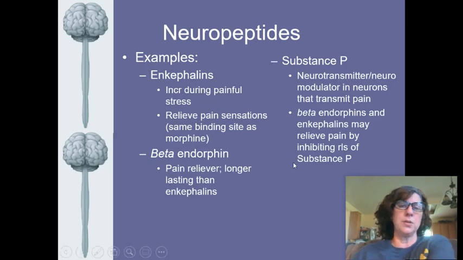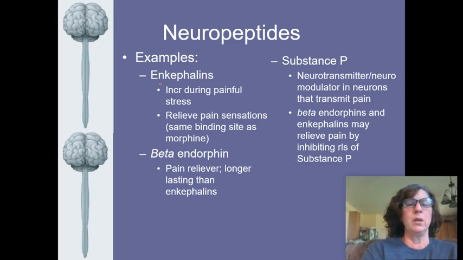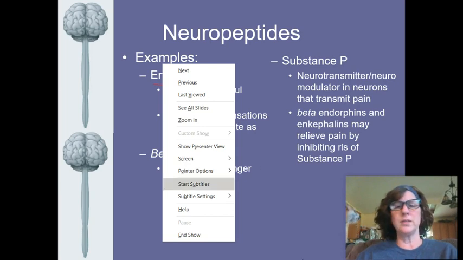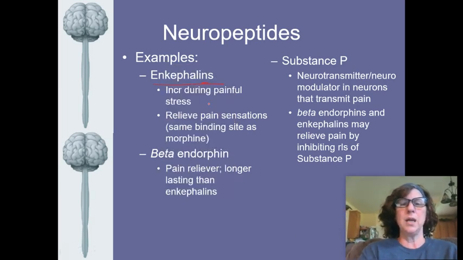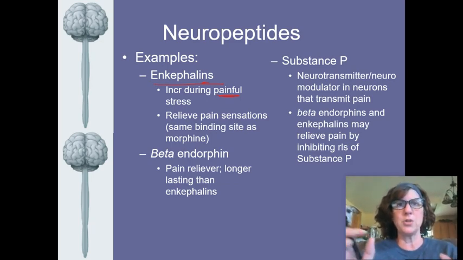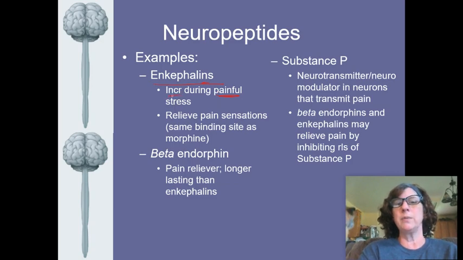Some examples of those, and I told you we would come back to these. Enkephalin, anything that ends in IN, by the way, you can tell is a protein. So neuropeptide is protein component. Enkephalins, endorphins, especially the beta endorphins, and substance P. So when you have a lot of pain, we call that painful stress. So during a lot of painful situation, enkephalins are going to be released in increasing amounts. And their job is just to kind of relieve that pain. So bring it down.